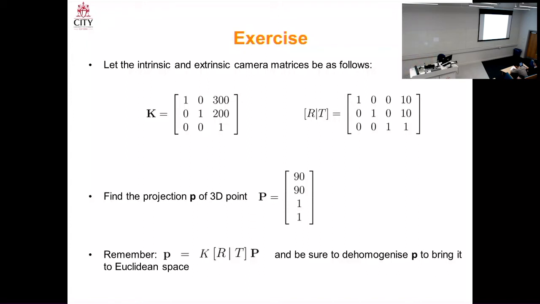What I'd like you to do, actually, is project this point P, 90, 90, 1, X, Y, Z, here's the W component. What I'd like you to do is project it using the extrinsic matrix I'm showing you here and the intrinsic matrix. Be sure to be homogenized, and tell me where it projects to in the image itself. So I'll give you a few minutes to work that out. Feel free to talk to a friend, work it out together. It's all good.